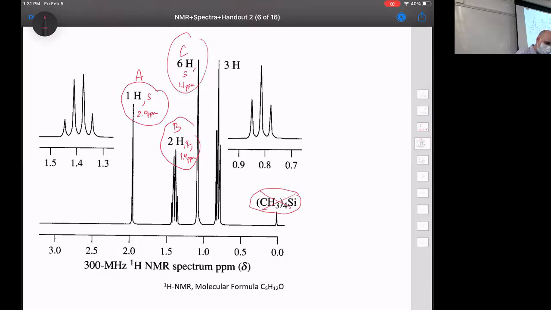This is our environment D. Yeah, it's a triplet. And you might not be able to make it out very well in here, but there's a zoom in. You can tell this is the zoom in because you can see the chemical shift, 0.7, 0.8, 0.9, so that's clearly right. So this one's pretty low. It's 3H, it's a triplet, and it's around like 0.8 ppm. All right, so those are your signals. You would need to turn each of those into an environment and then put those environments together.